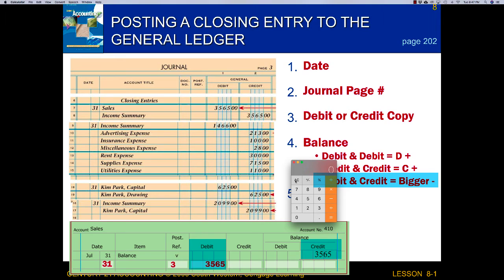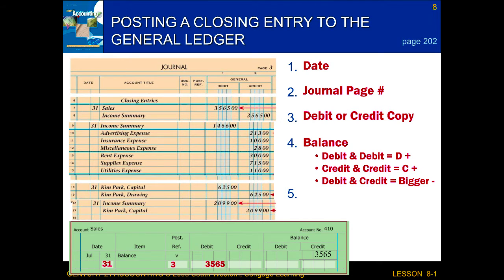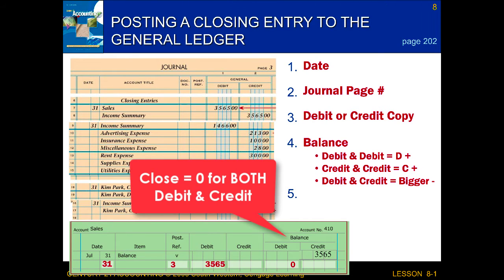So let's take a look. 3,565 minus 3,565 equals what? 0. This is good. Remember, we're closing these out, and if we close it, it's supposed to be 0. So that means we did this right. When we close, we're actually going to put our 0 in both the debit column and the credit column. So we know that this is the end of the month by filling in a 0 and a 0.